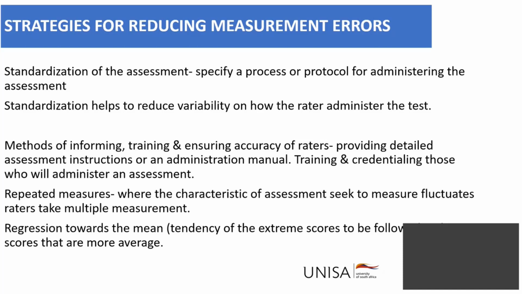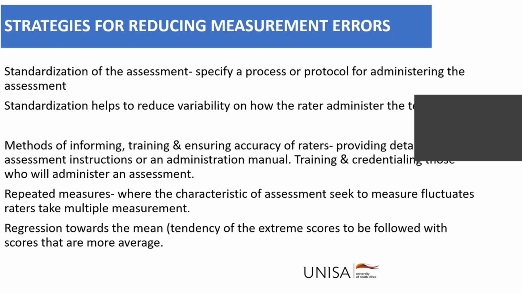For example, the regression towards the mean, because of the tendency of extreme scores to be followed by scores that are more average. It's part of the regression that you need to apply at the level of strategies to reduce measurement errors.